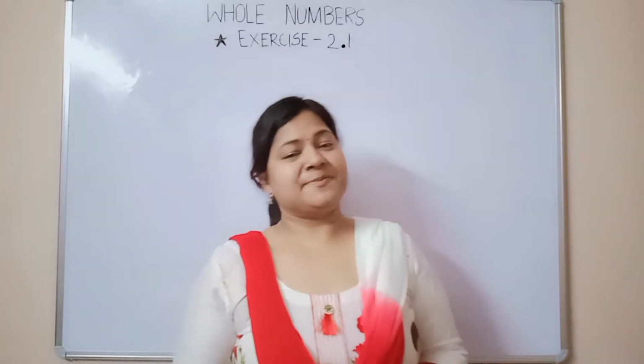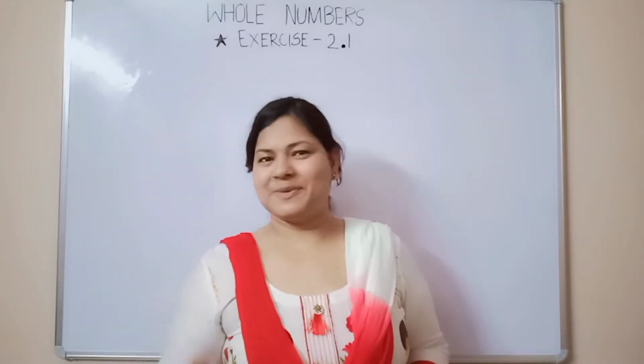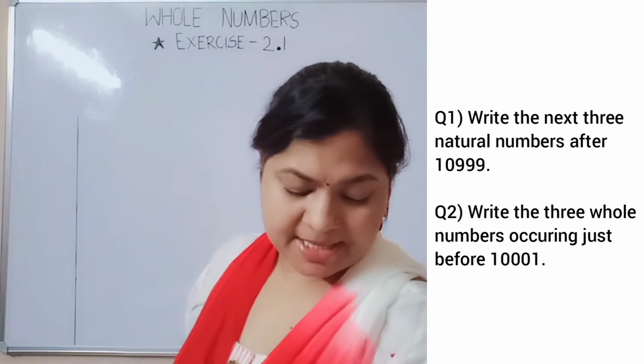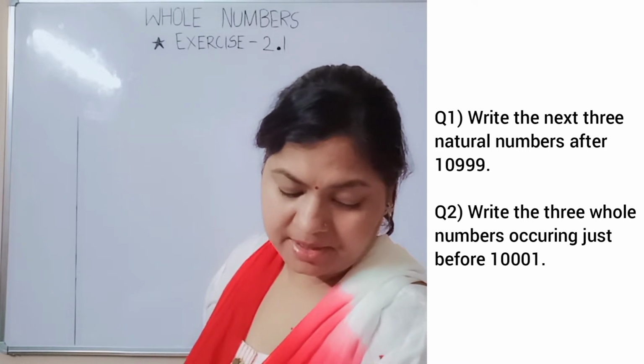This video has been specially made to cover exercise 2.1 of NCERT book. So let's begin. We are starting from question number 1. The question number 1 is: write the next three natural numbers after 10,999.